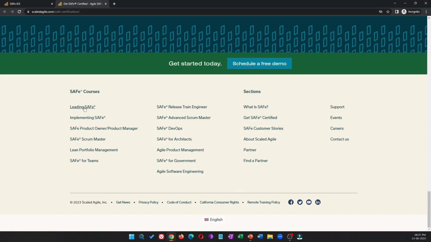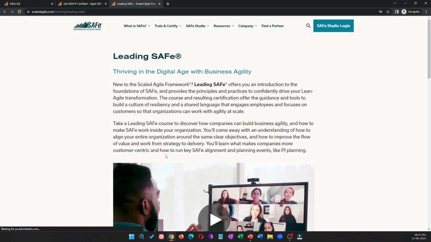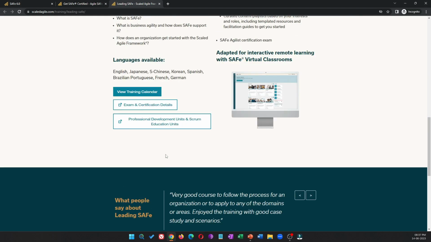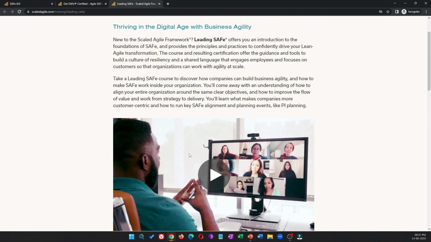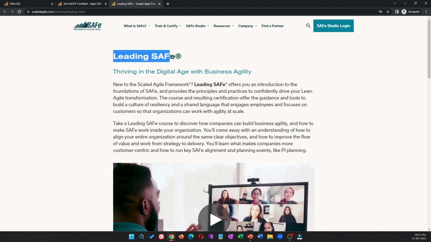But which certification should you go for? And this is where I say leading SAFe, which is also called SAFe Agilist. The simple reason for that is that the certification exam is known as SAFe Agilist. If you go here, you will see that you need to pass the SAFe Agilist certification exam. When you do so, you will earn the leading SAFe certification. So this is basically the overview, the starting point certification that you should go for.